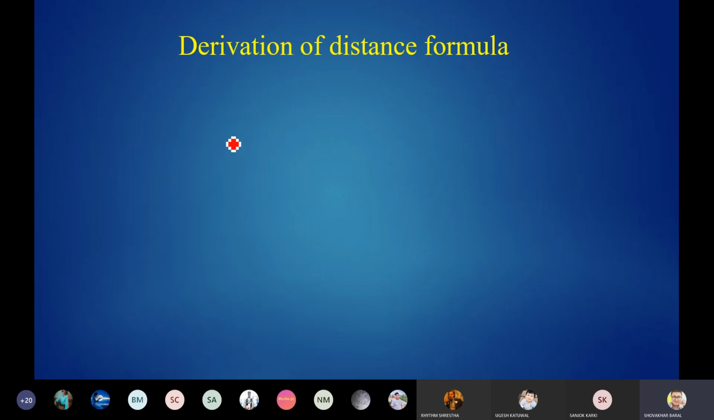So suppose there are 2 points. Suppose this is 1 point. Okay, let me draw the x-axis and y-axis at first.